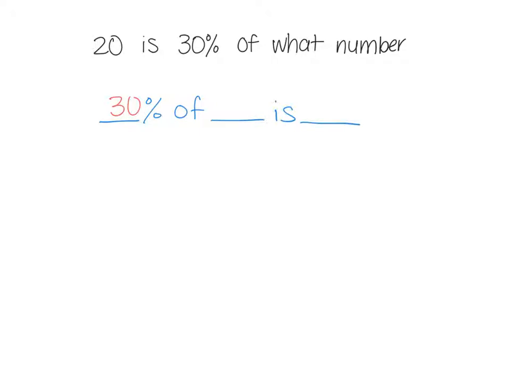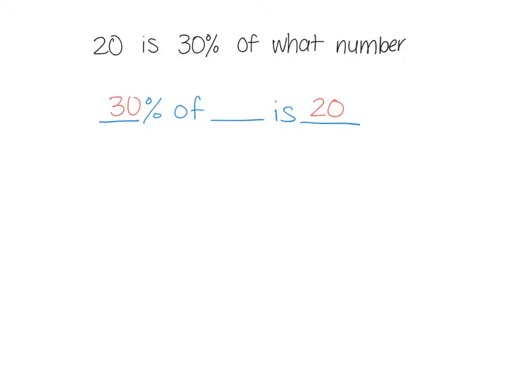We do know in the end, though, that it's going to be 20. It says 20 is. So 30% of some mystery number. What number? We don't know yet. It is 20. So we can solve this a pretty similar way as the other problems.